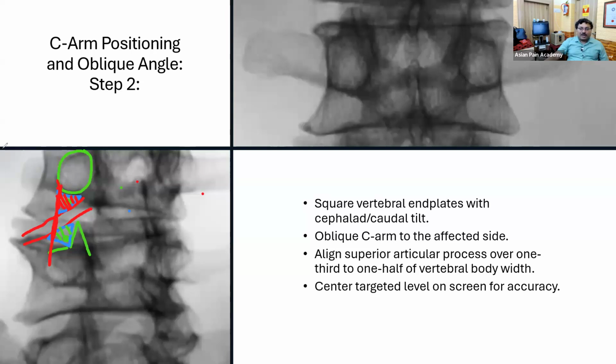And what is the boundary of the other triangle, that is, the boundary of Kambin's triangle? The medial boundary is formed by the superior articular process. The upper boundary is formed by the imaginary nerve, and the lower boundary is formed by the upper part of the pedicle. Now the question comes, which triangle is safer? This triangle or this triangle? Remember, the safe triangle is not safer.